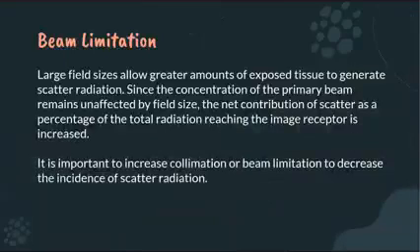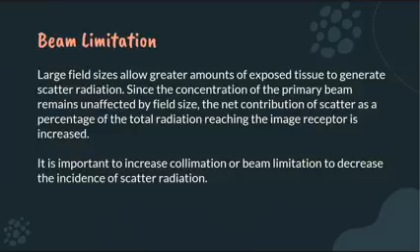Of course, we have to limit the beam. Okay, when we say beam limitation, we have to use the cones and cylinders, if possible. We have to use the aperture diaphragm or the collimator in order to reduce the size of the field, therefore rendering lesser scatter radiation. Large field sizes allow greater amounts of exposed tissue to generate scatter radiation. Since the concentration of the primary beam remains unaffected by the field size, the net contribution of scatter as a percentage of the total radiation reaching the image receptor is increased.